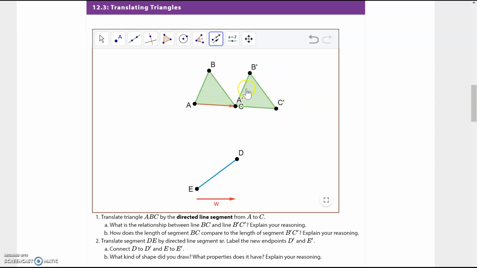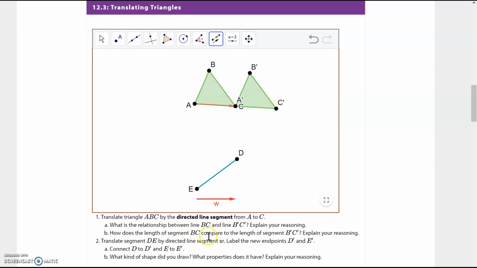This is the image. So what is the relationship between line BC and line B prime, C prime? Well, these should be parallel. These line segments should be parallel. And I know they're parallel because every point on BC was translated the same direction and the same distance, and I know that translations take lines to parallel lines. Okay, so BC and B prime, C prime will be parallel.